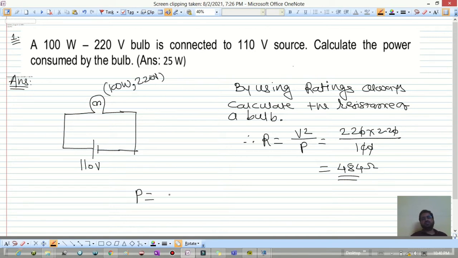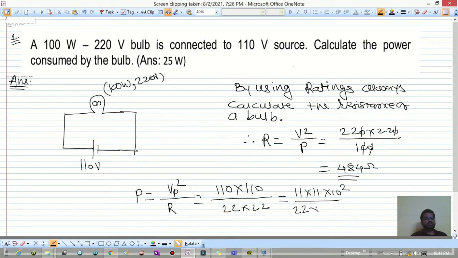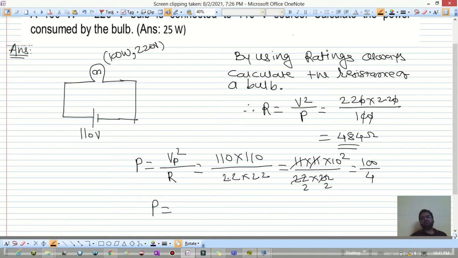Power consumed is equal to the applied voltage, V square divided by R, which is equal to 110 into 110 divided by 22 into 22. So this is equal to 11 into 11 into 10 to the power 2 divided by 22 into 22. This is 2, this is 2, so we have 100 divided by 4, and the power consumed will be equal to 25 watt. So always remember, whenever a bulb rating is given, always calculate the resistance by using the given rating.